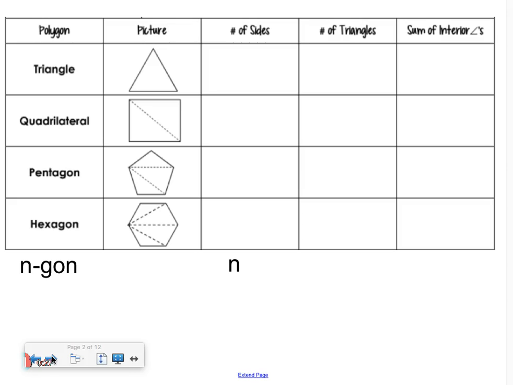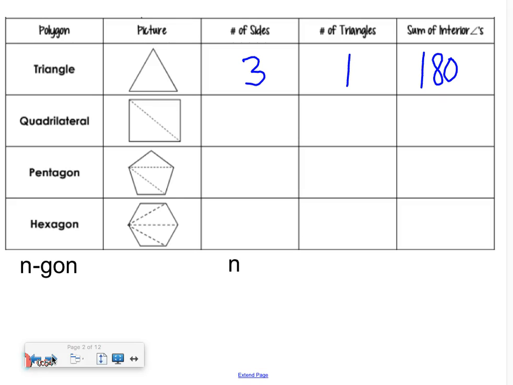So if we look at it, we start with the triangle. We all know what a triangle is. How many sides does a triangle have? 3. You can only draw one triangle within a triangle, so I'm going to put a 1 here. Okay. And how many degrees are in a triangle? 180. Now, essentially, everything else is based off of triangles.